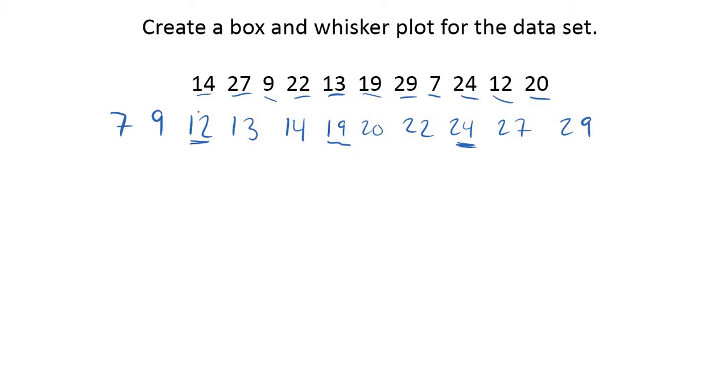Create a box and whisker plot. Now here's a data set. To save time, I've already ordered it smallest to biggest, okay, because you have to do that. So let's recognize what we've got.